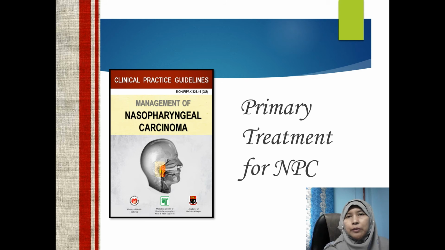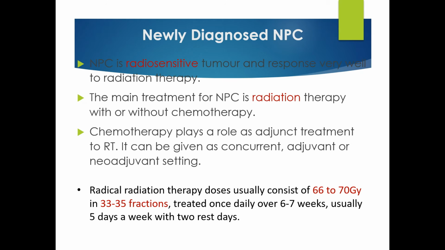Okay, now we come to the treatment of NPC. NPC is a radiosensitive tumor, so it responds very well to radiation therapy. That is why the mainstay of treatment of NPC is radiation therapy with or without chemotherapy. Chemotherapy, however, can be given in a concurrent, adjuvant, or neoadjuvant setting. Radiotherapy is usually given in 33 to 35 fractions. Each fraction is 2 gray, which is why it usually consists of 66 to 70 gray, which is given over the span of 6 to 7 weeks.